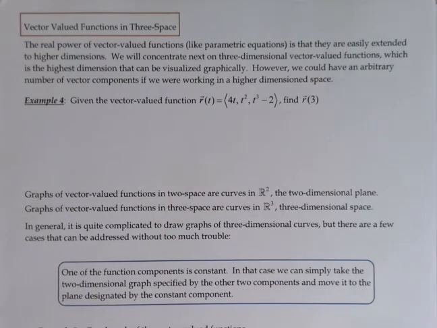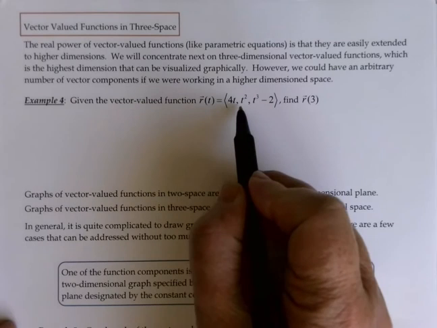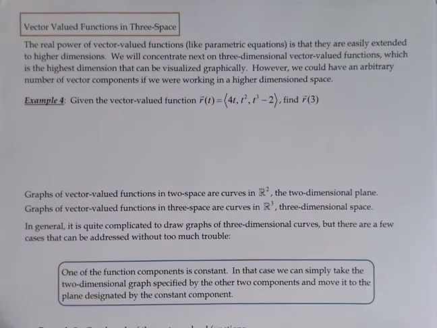This is section 11.5, part 2. We're now going to take a look at vector-valued functions in 3-space. We've been looking at 2-dimensional graphs of vector-valued functions, so these are going to be some 3-dimensional ones. First of all, R of t is here, notice, a 3-component or 3-dimensional vector-valued function.